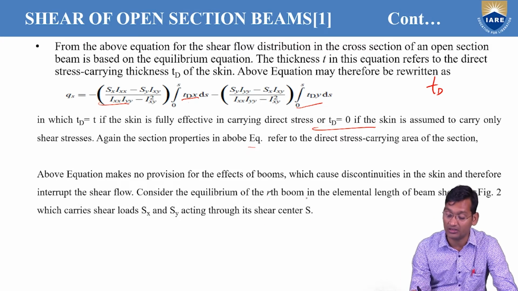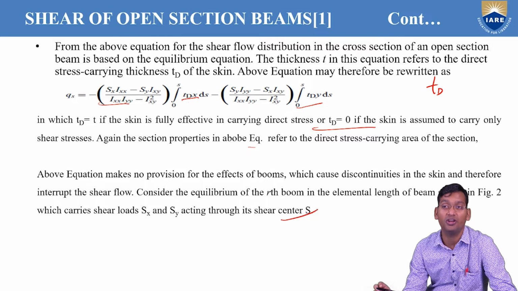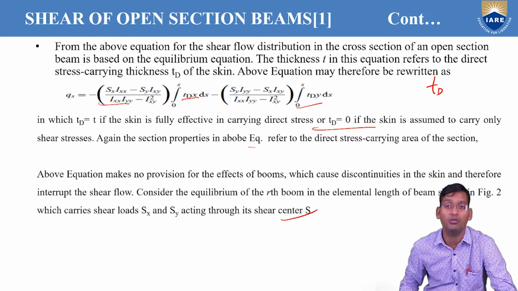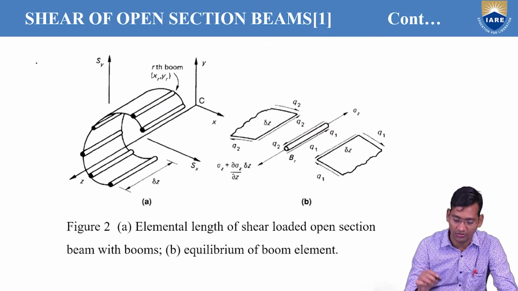So Sx and Sy must be acting through the shear center only, because no twist is required. It should not get twisted. If you apply the load anywhere else, then twist will be there at the center. There is no twist.